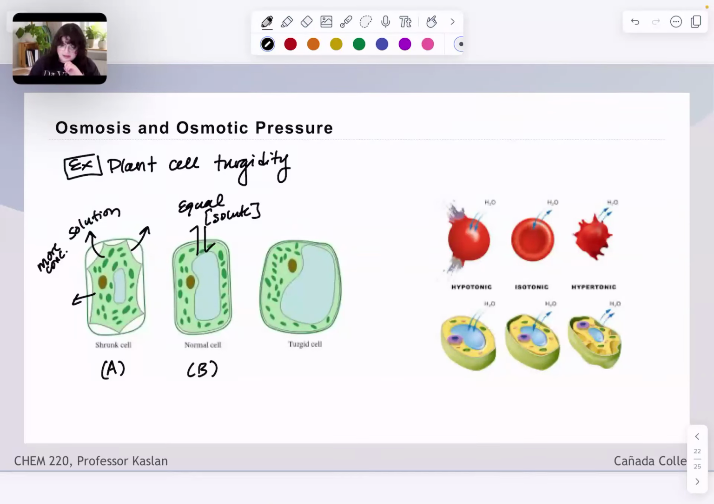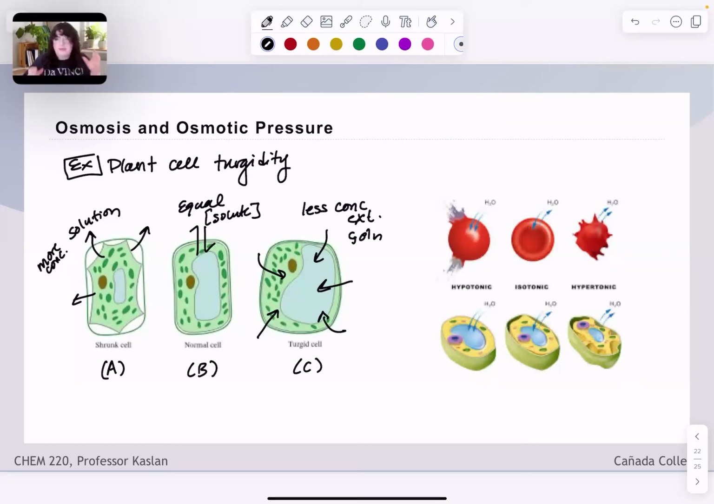And then we have in case C here what's called a turgid cell. So this is a plant cell that has become really swollen due to an excess of water flowing into the cell. And this would happen if you were to take your plants and put them in some pure water, right? You would have a less concentrated exterior solution compared to what's happening inside the cell itself.